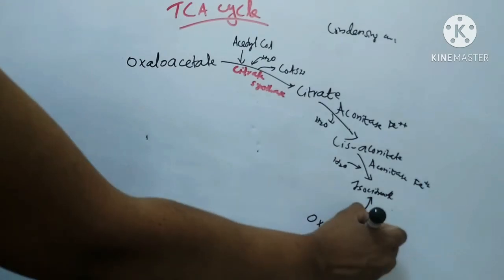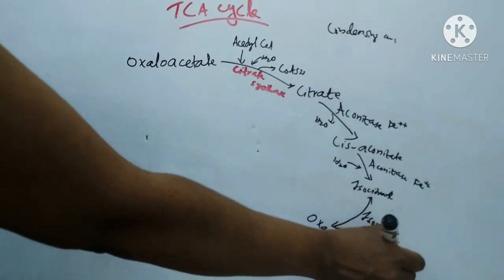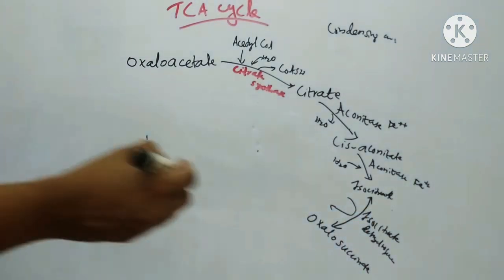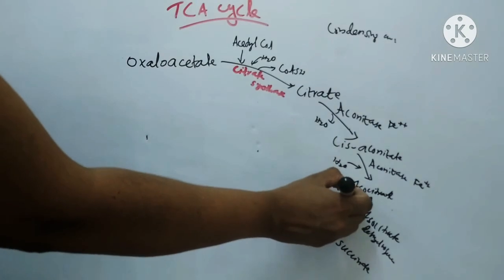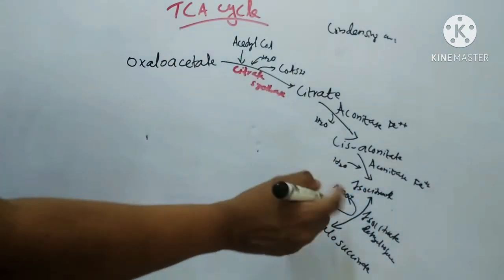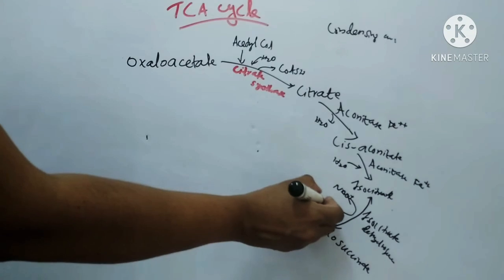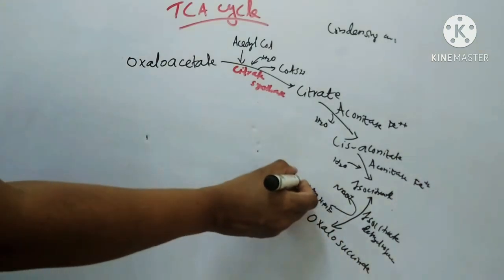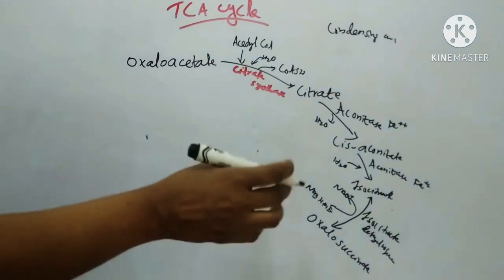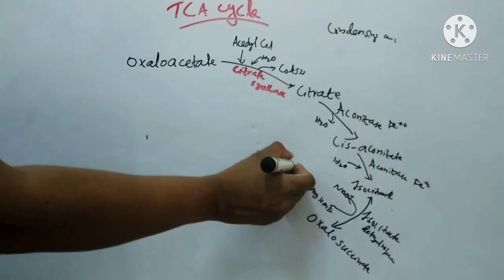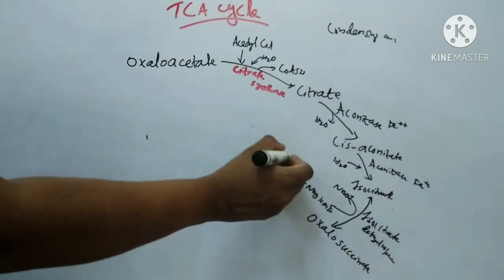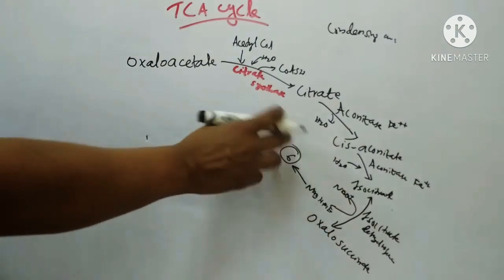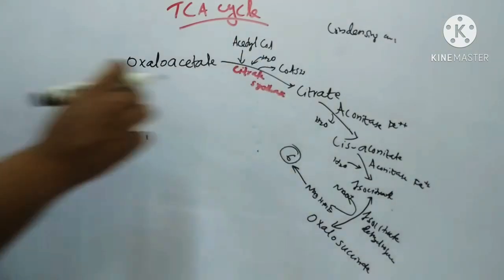As it is a dehydrogenase, it needs NAD plus or NADP plus. Here NAD plus is converted to NADH plus H plus. From NADH it gives 3 ATP. So from 2 NADH it gives 6 ATP. This NADH enters into the respiratory chain.